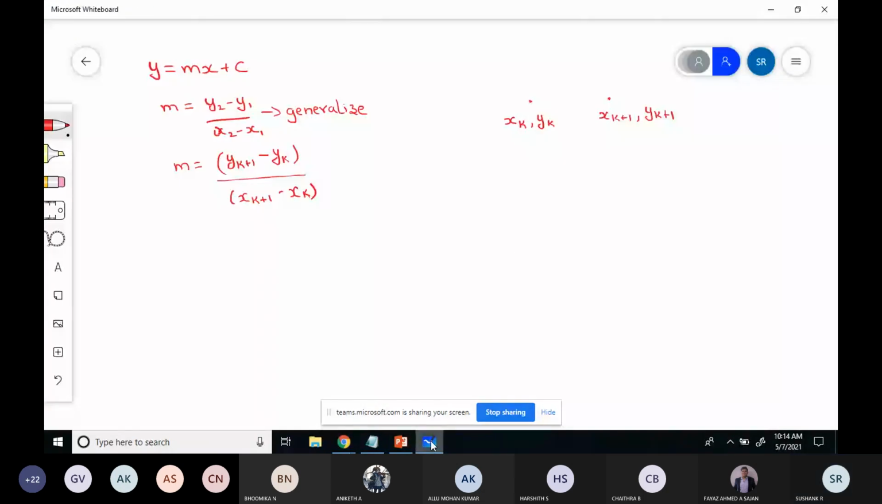So after this, intercept. How do you calculate the intercept? C is equal to y minus mx, the intercept equation. After that, how to calculate the change in y? Delta y is equal to m into delta x, and delta x is equal to delta y by m. So these are the 5 equations which we derived on the basis of a straight line.